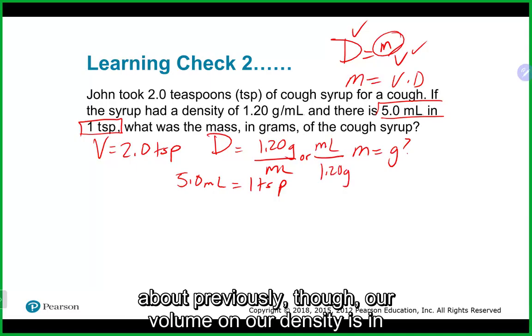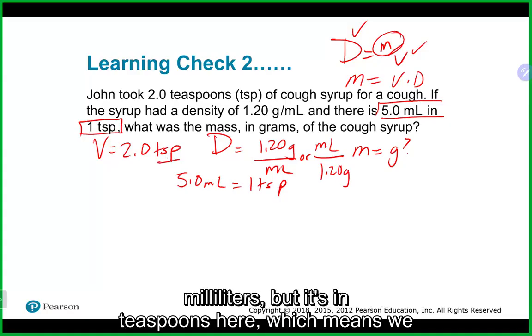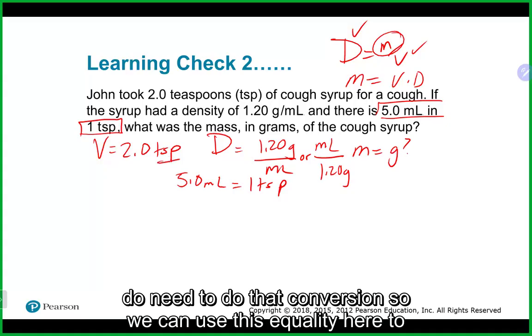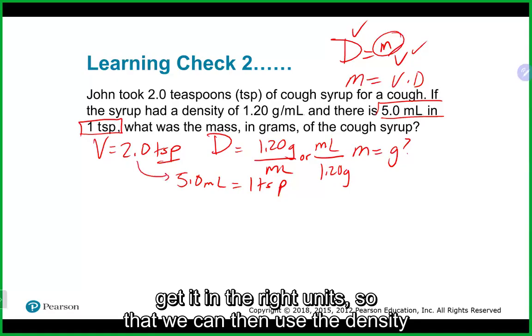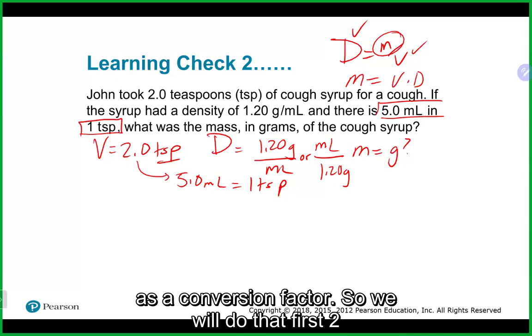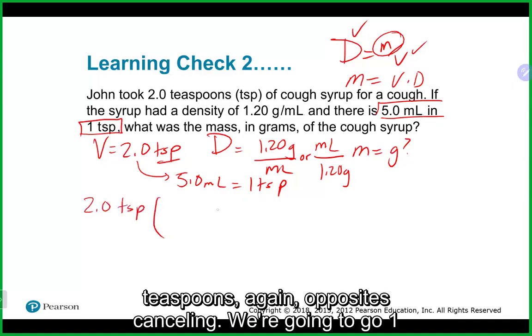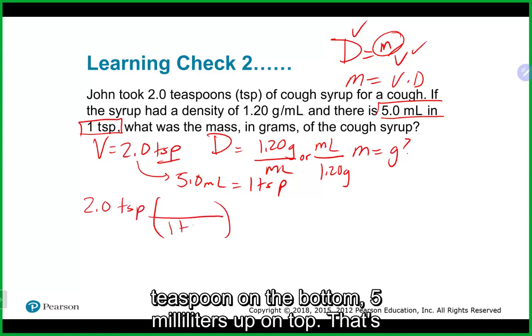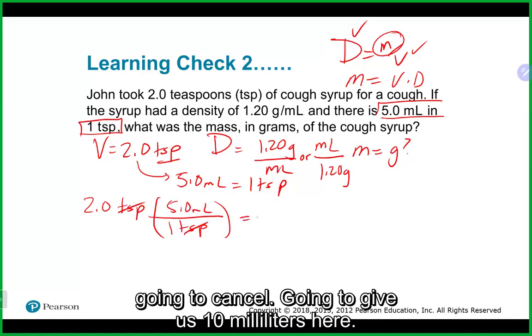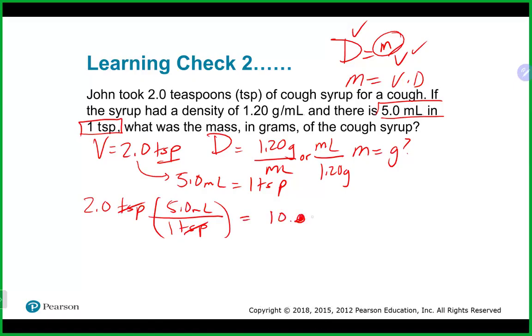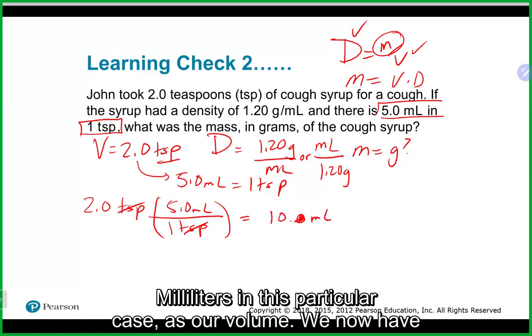Much like we talked about previously, though, our density is in milliliters, but our volume is in teaspoons here, which means we do need to do that conversion. So we can use this equality here to get it in the right units so that we can then use the density as a conversion factor. So we will do that first. 2 teaspoons, again, opposites canceling. We're going to go 1 teaspoon on the bottom, 5 milliliters up on top. That's going to cancel, going to give us 10 milliliters here. Milliliters in this particular case as our volume.